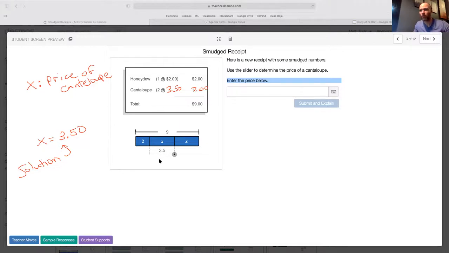If we substitute the number $3.50 for this X, then we get a true equation. $2 plus $3.50 plus $3.50 equals $9. So I want you to look at a couple different ways you could have solved this without Desmos just giving you the number.